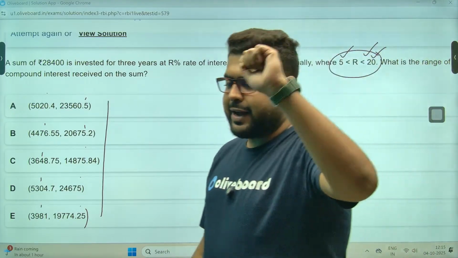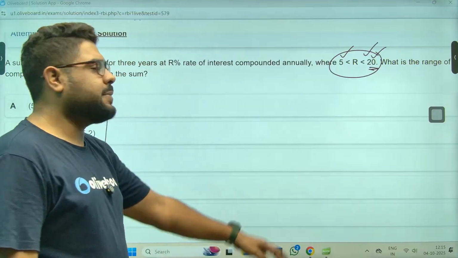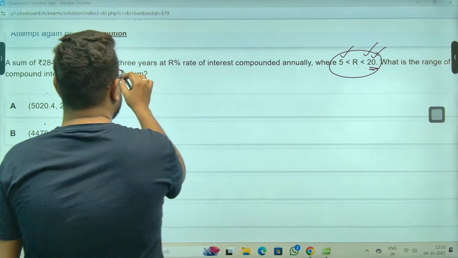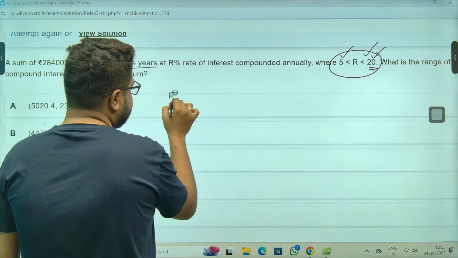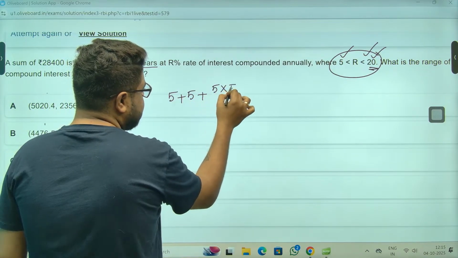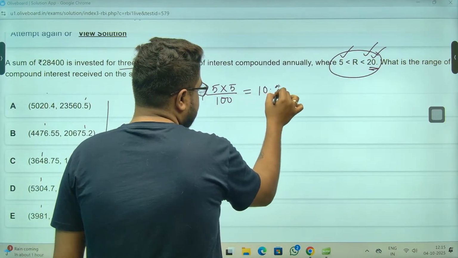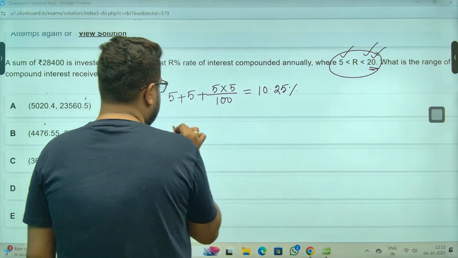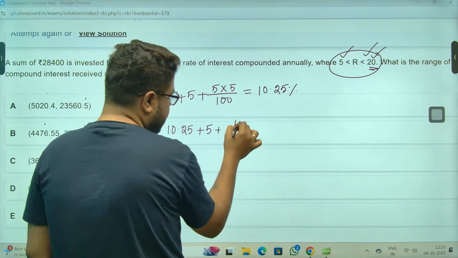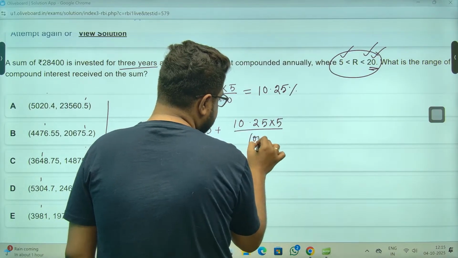What I'll do, let me show you. So you can do it by 20. 20 will be an easier value. But again, let me show you by 5. Have a look at 5 also. Sir, 3 years is given. So 2 years will be 10.25%. AB theorem, sir: 5 plus 5 plus 5 into 5 by 100, sir. So it is 10.25. Now for 3 years, I'll do once more. 10.25 plus 5 plus 10.25 into 5 by 100, sir.